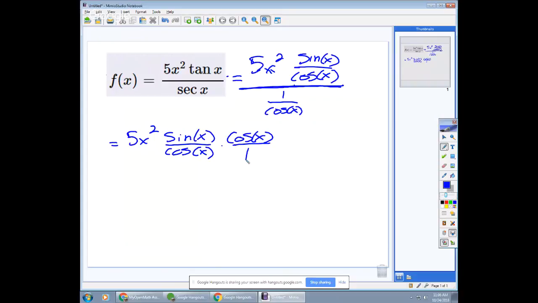And you see the beautiful thing that happens next? Cancel. Yeah, it turns out tangent over secant is really just the sine of x. So my f of x is really just 5x squared times the sine of x. Oh, that's so much easier. And then taking the derivative of that is way easier.